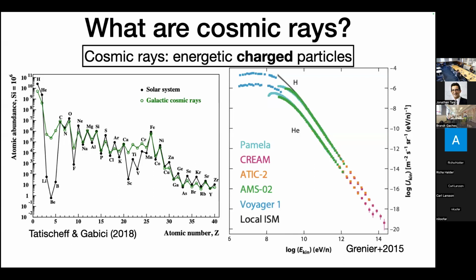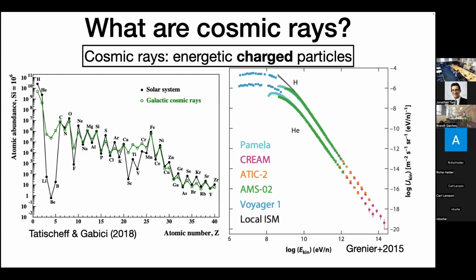So what are cosmic rays? Generally they're just energetic charged particles. And by energetic, it depends on who you talk to. On the right is a spectrum of, for instance, hydrogen and helium cosmic rays, going out to 10 to the 14 eV, all the way down, in this case, to 10 to the 6 eV, so MeV scales. Some papers say it has to be relativistic, but for a proton at 10 to the 6, that's still very energetic, but it's not quite relativistic yet.